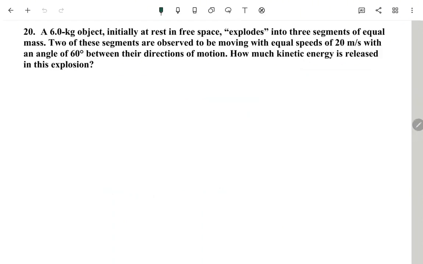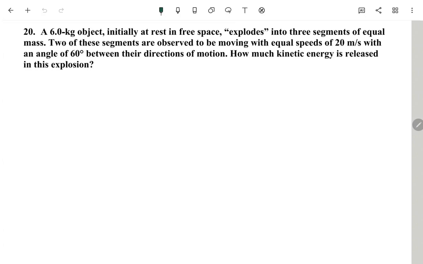A 6 kilogram object initially at rest in free space explodes into 3 segments of equal mass. Two of these segments are observed to be moving with equal speeds of 20 meters per second with an angle of 60 degrees between their directions of motion. How much kinetic energy is released in this explosion?